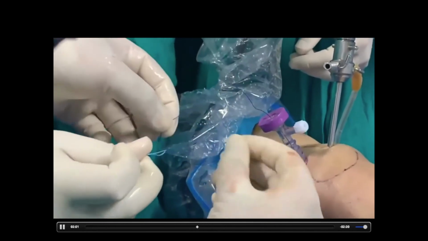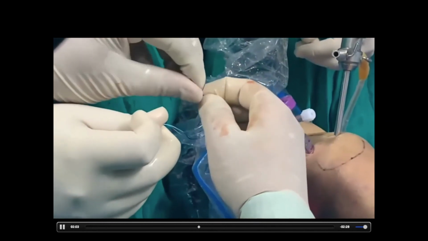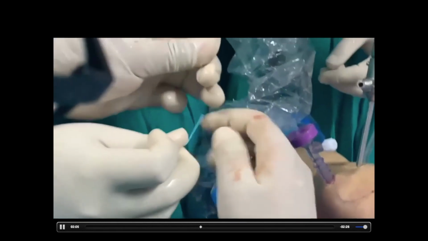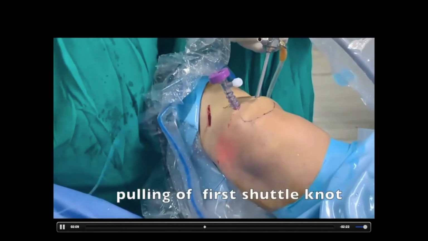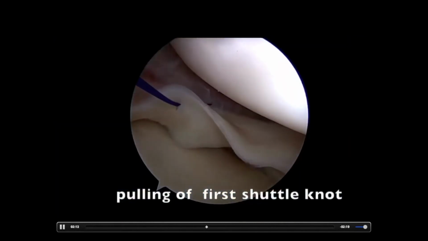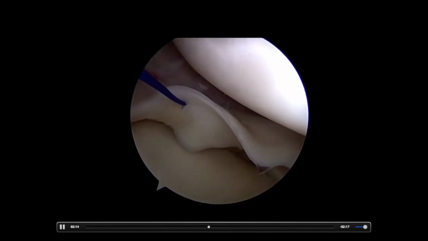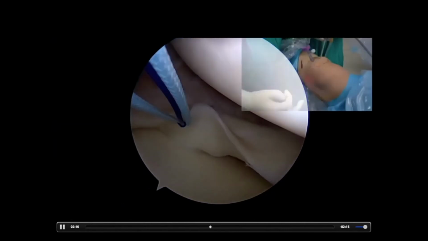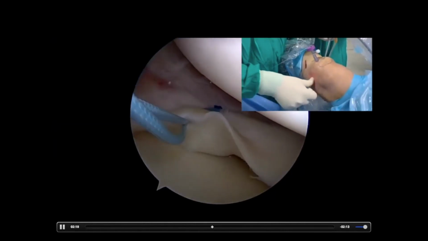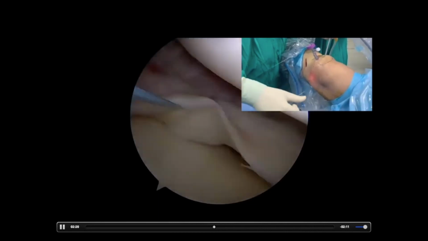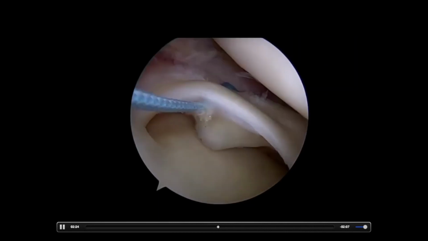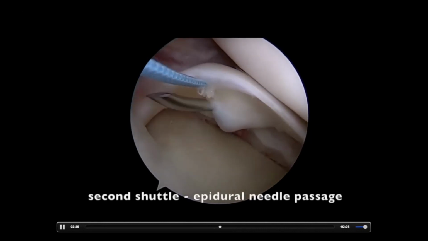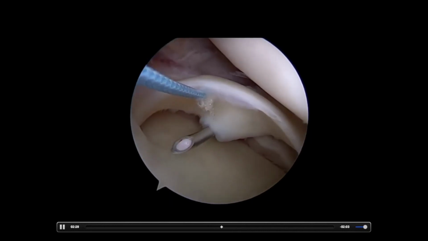Then we shuttle our suture, that is number 2 orthocord, with the help of this proline. So we can see the orthocord is being shuttled through the meniscus. It is going right from the inferior surface of the medial free flap of the meniscus and going out to the capsule.